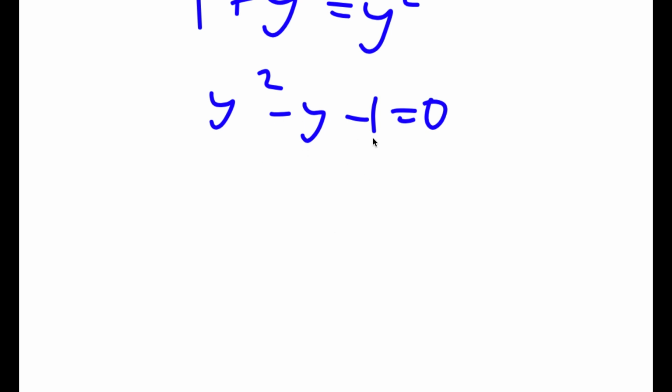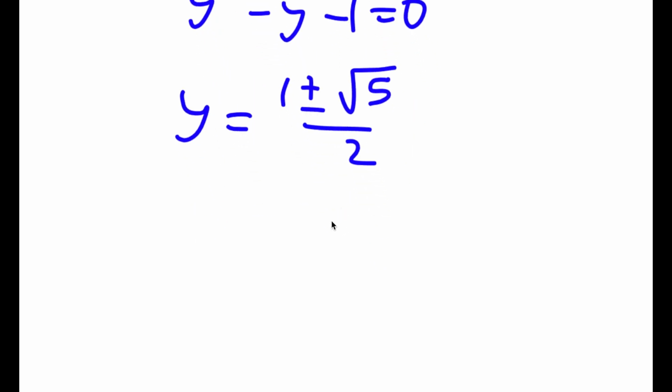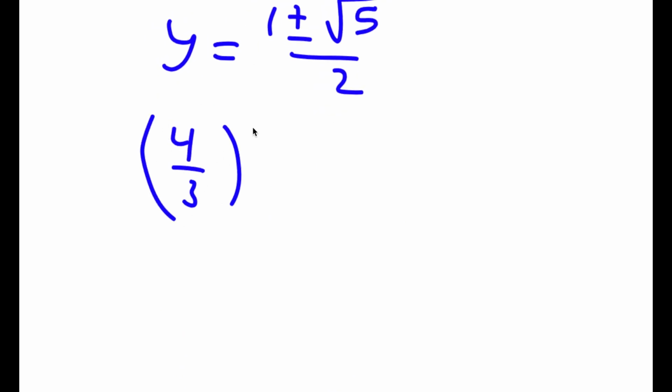Now by using the quadratic formula, I'm not going to do it now, but you should get that y is equal to 1 plus or minus the square root of 5 over 2. Now remember how we let y equal 4 over 3 to the power of x. So we have 4 over 3 to the power of x is equal to 1 plus the square root of 5 over 2, or 1 minus the square root of 5 over 2. And 1 minus the square root of 5 is going to be a negative number, and you can't take the power of a positive number and make it negative, meaning the only solution for y that works is 1 plus the square root of 5 over 2.